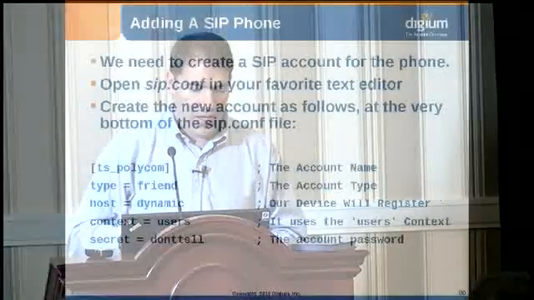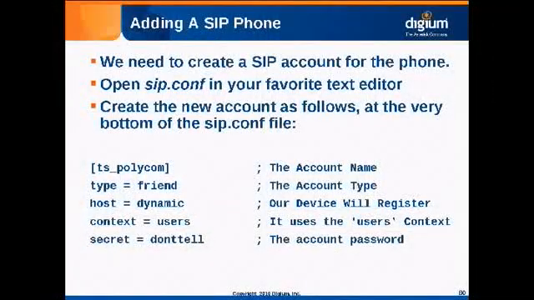Okay? The next line there is the context. The context is what part of the dial plan do we want this call to come into. Okay? Incoming calls can be directed into different places in our dial plan. We can split our dial plan up into different containers or different sections. And so we're saying, have this call come into a section called users.